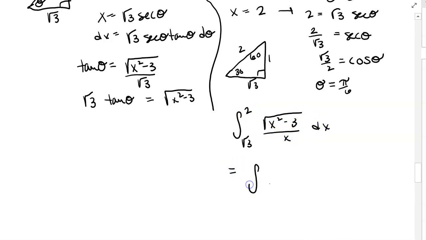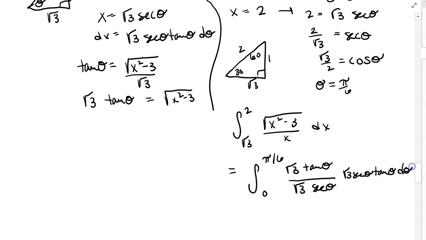I will now have the integral from 0 to pi over 6, because we're changing our variable, so we changed our bounds, of the square root of 3 tangent theta, that's this part right here, over x, which is the square root of 3 secant theta, dx, which is the square root of 3 secant theta tangent theta d theta. And I'm going to integrate that.